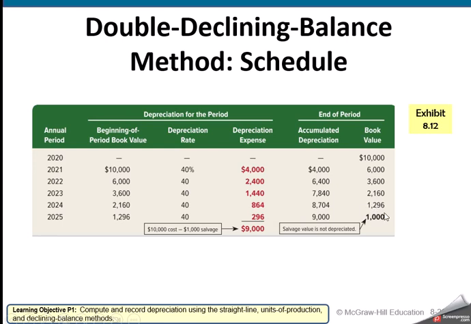1,296, but we don't then take that and multiply it by the 40%. If we took 1,296 times the 40%, we actually get $518. That would take it over our salvage value. So we look at the difference and say, okay, all we have left to depreciate is $296. So that final year, all we depreciate is what takes us down to our residual value or our salvage value.